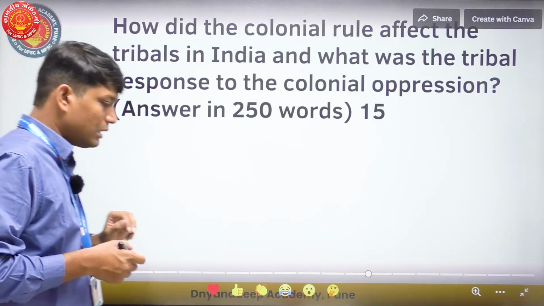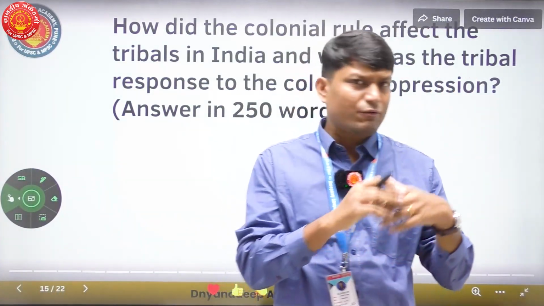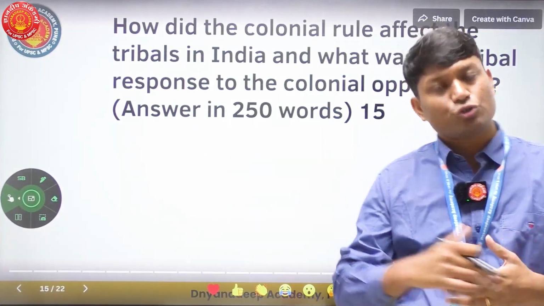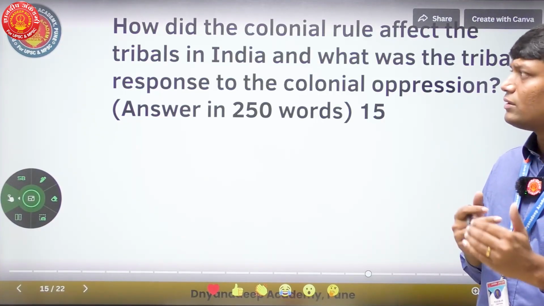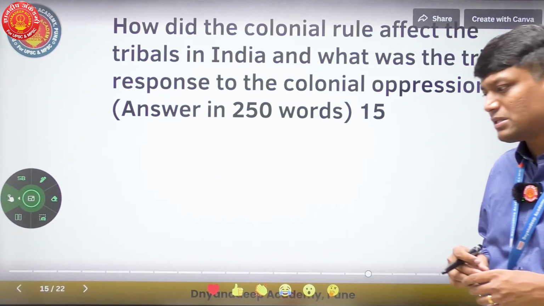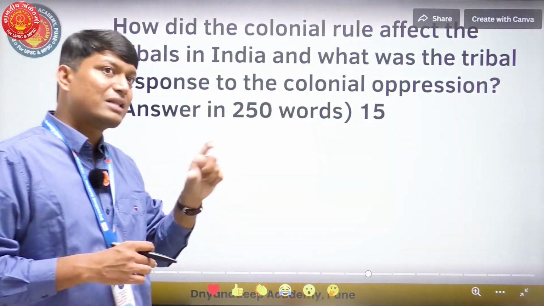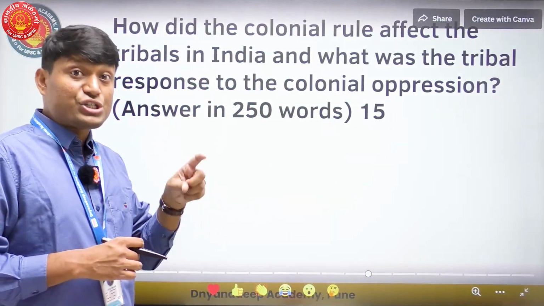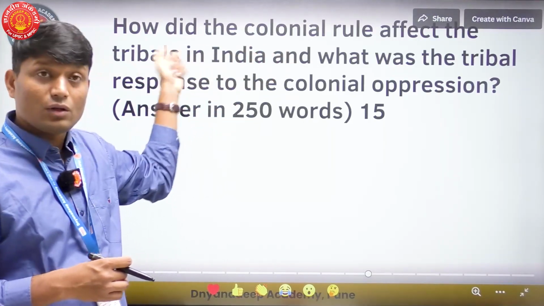If you are done with the early modern history, be it from the prelims perspective, you should be able to answer this particular part. We know a lot of hostilities were there between Britishers and tribals, because the relation of tribals with their land, with their forest, with their natural resources changed because of Britishers. So that was the first part of the question.